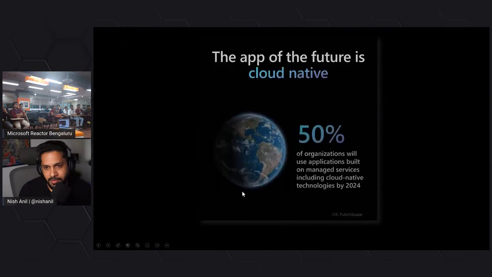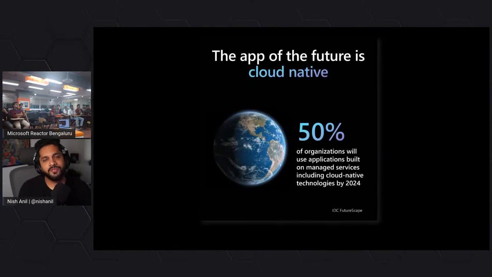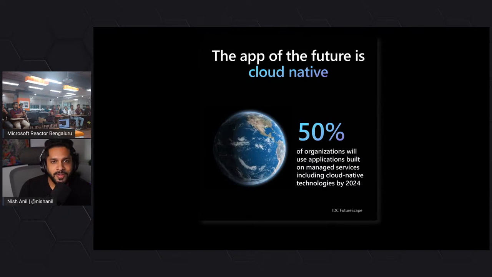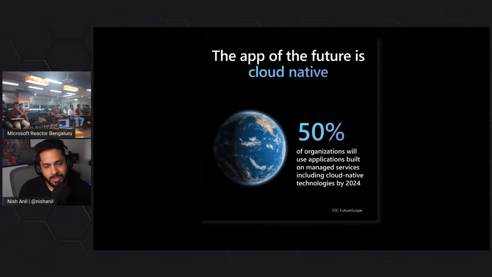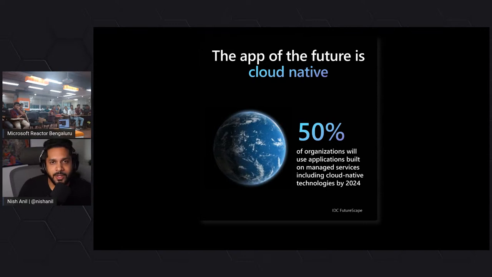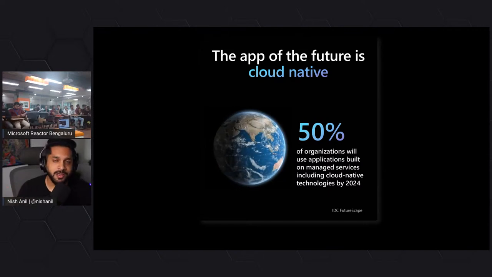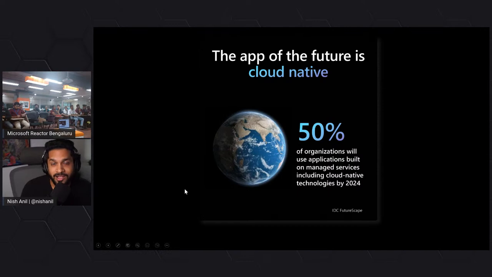One of the things that we talk about is that the app of the future is cloud native. So what it means is 50% of organizations will use applications built on managed services, including cloud native technologies, by 2024. So what that means is that we are all rethinking how we're building applications for the cloud. The times then, we used to build applications which were run on VMs or somewhere in the data centers and things like that, which were pretty easily approachable in certain form.